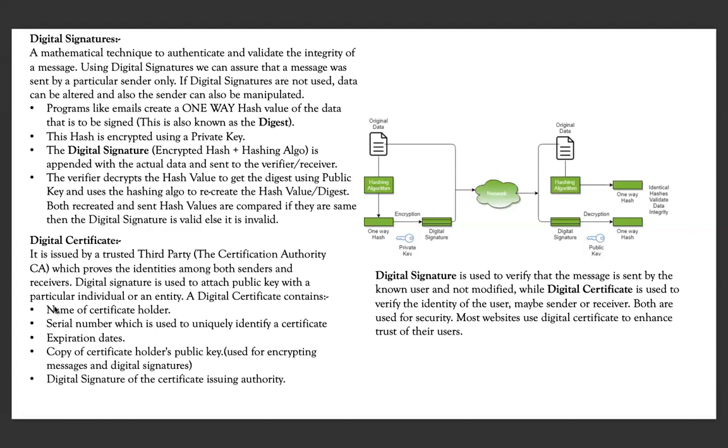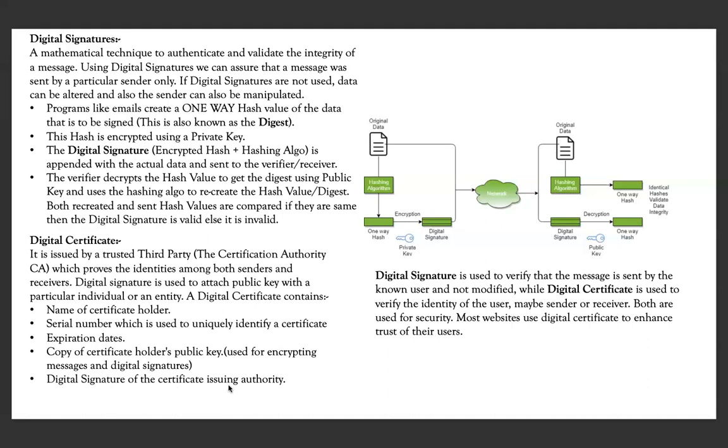A digital certificate contains the following information. It could be the name of the certificate holder. It could be a serial number which is used to uniquely identify the certificate. It can be the expiration dates. It could be a copy of the certificate holder's public key. So whenever I want to communicate with that server, I will request their digital certificate, and they will provide me with the public key so that I can assist in further communication.